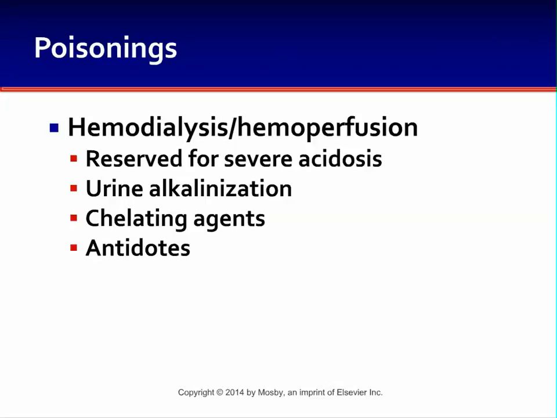Hemodialysis is reserved for patients who develop severe acidosis from ingestion of toxic substances like aspirin. Sodium bicarbonate administration raises the pH to greater than 7.5, which is particularly effective for phenobarbital and salicylate poisoning. Vitamin C is added to IV fluids to enhance excretion of acetaminophen and quinidine. Chelation therapy is considered for heavy metal poisoning, such as edetate calcium disodium, or calcium EDTA, for lead poisoning.